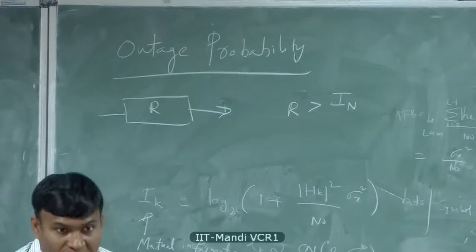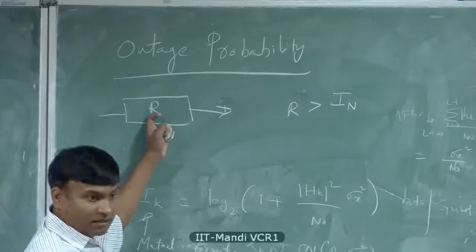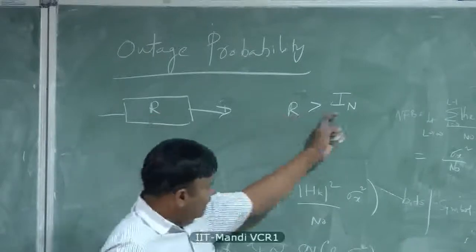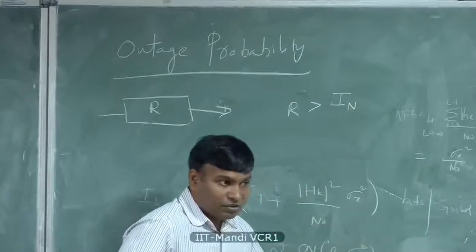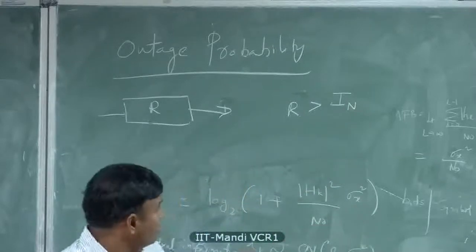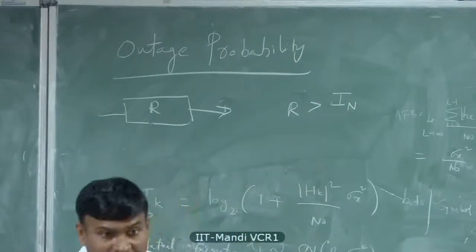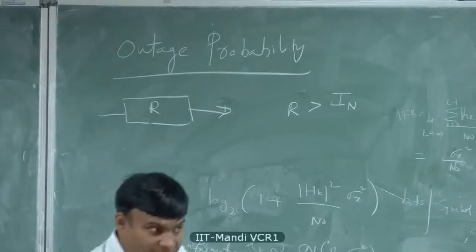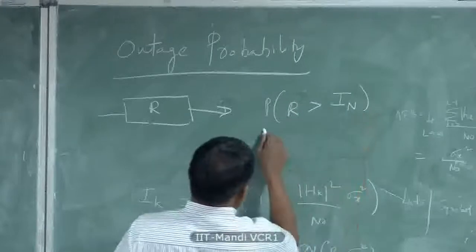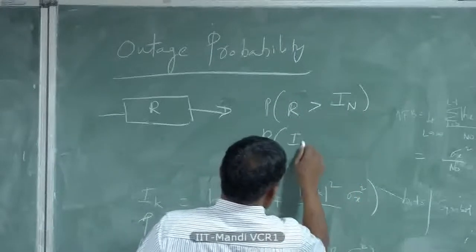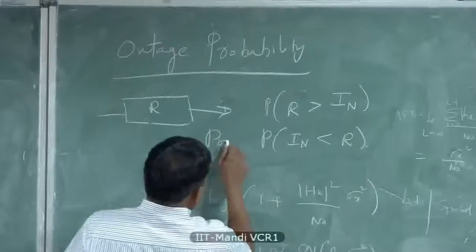You send a sequence, a long frame, which is a coded sequence, at a rate R, and it so turns out that this I_N, which is this mutual information, is less than R. So you have transmitted at a rate higher than the capacity of the channel. So an outage occurs. So this is the probability of outage. I can write this as the probability of I_N less than R is the outage probability.